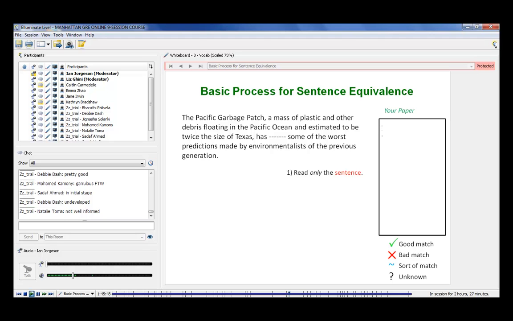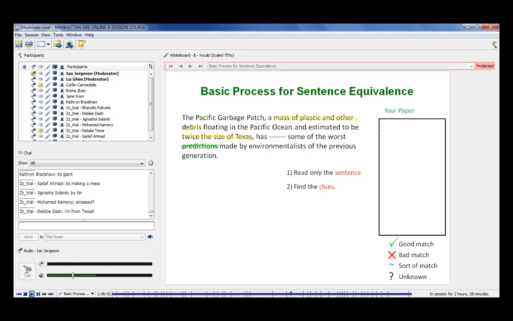And we want to do the same thing we're doing with the text completions in that we want to try to find clues. So what's going on with this garbage patch? What do we know about this garbage patch? Any ideas? Yeah, it's huge. It's a massive plastic and other debris. So it's all this garbage, and it's twice the size of Texas. And I live in Texas. It's a big old state. That's big, okay? And then the second part of the sentence tells us a little bit more about the blank, right? We've got predictions made by environmentalists.